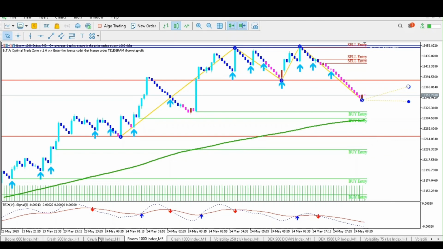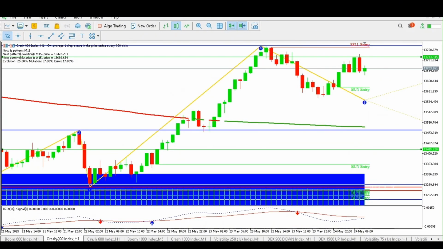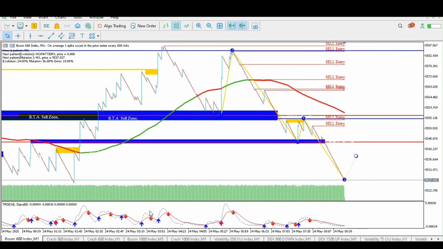So we are going to check another pair. This is crash 900. What is crash 900 saying on our H1? It's saying buy according to the latest signal. So when it's like this, you have to wait for it to confirm the sell. So you should get a sell entry on H1 to know that the market is now what? Is now dropping.